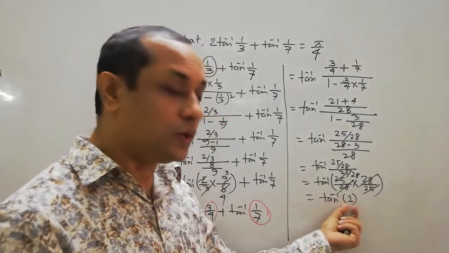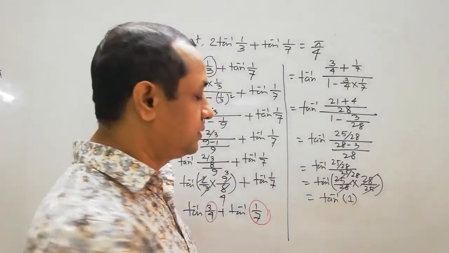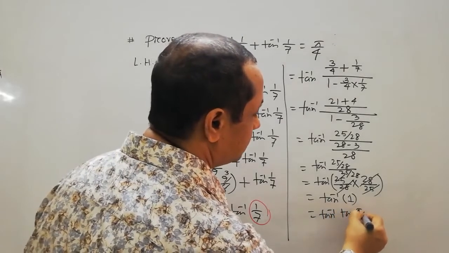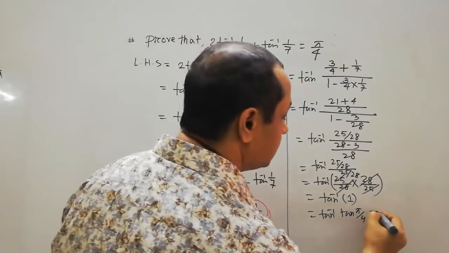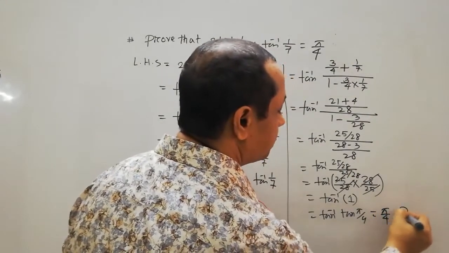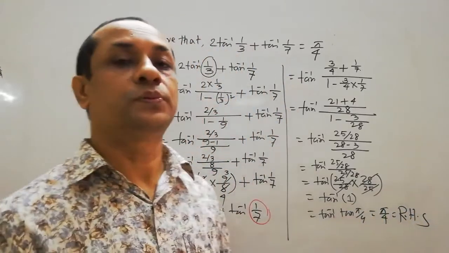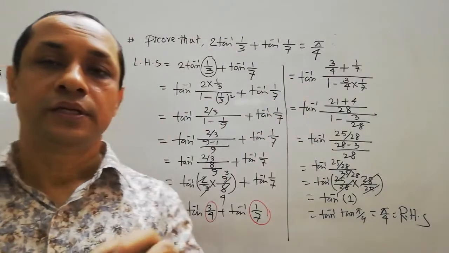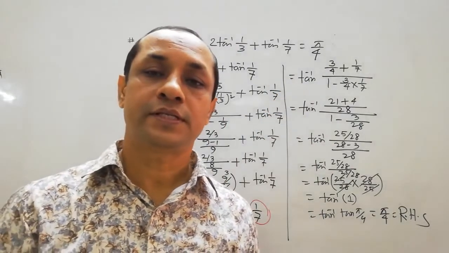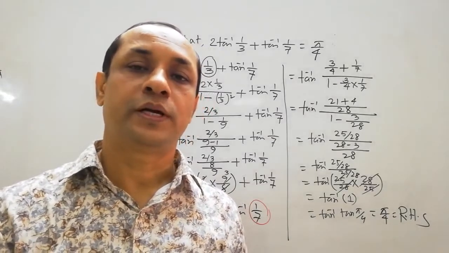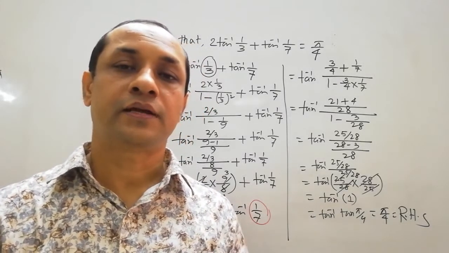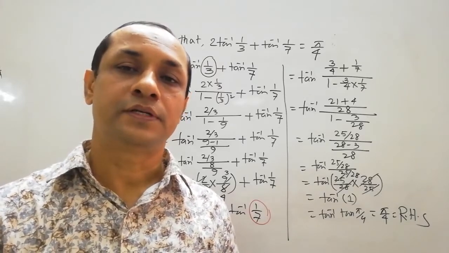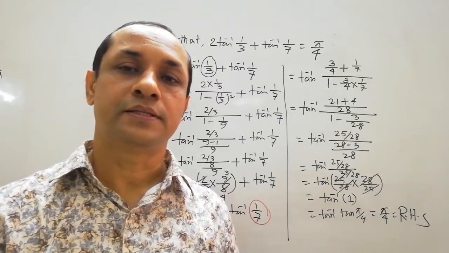We know that 1 equals tan pi by 4. Then we get tan inverse tan pi by 4. So tan inverse cancels, and here pi by 4 equals the right hand side. So I hope you are clear. Here we used two formulas: 2 tan inverse x equals tan inverse 2x by 1 minus x square, and the second formula, tan inverse x plus tan inverse y equals tan inverse (x plus y) by (1 minus xy).